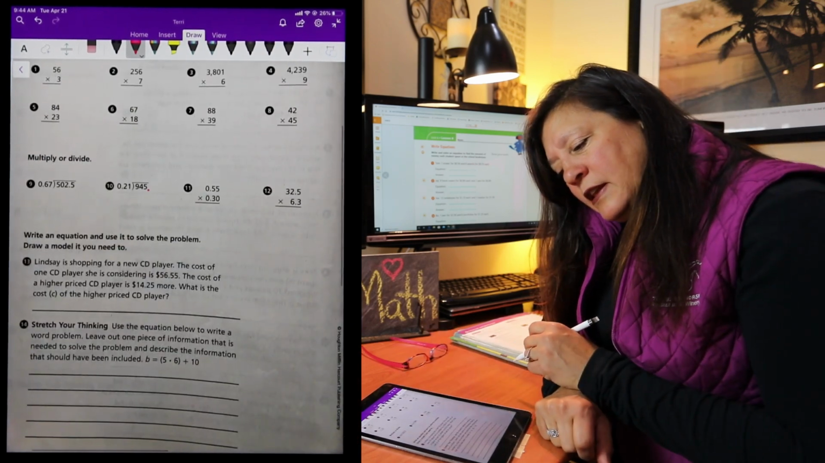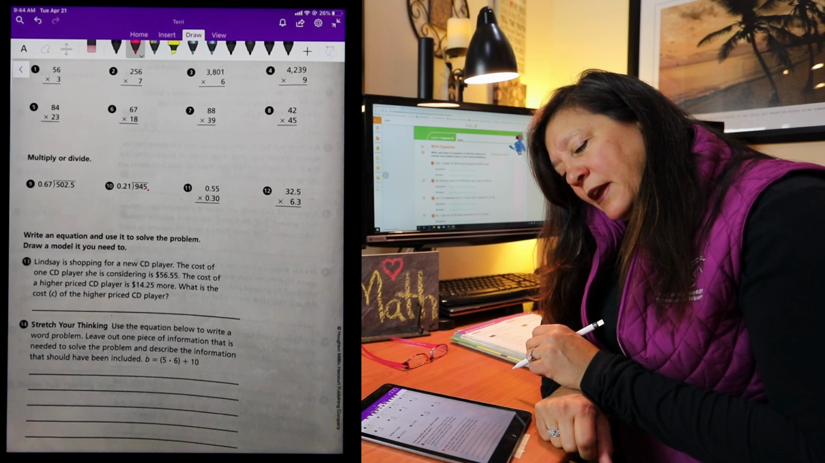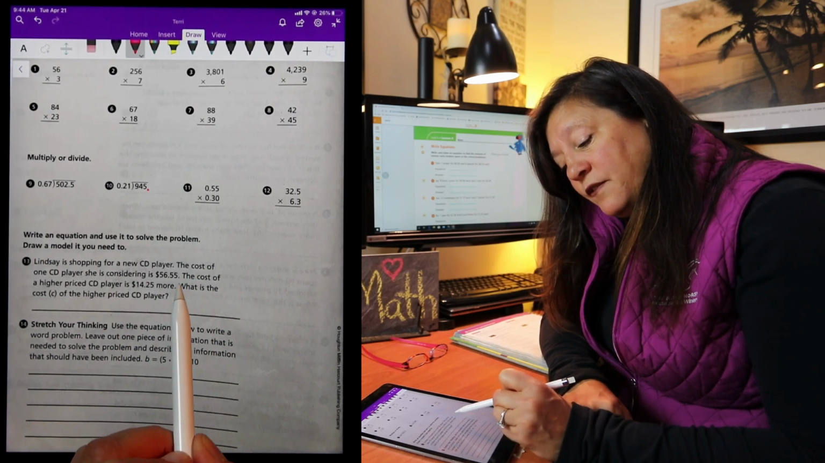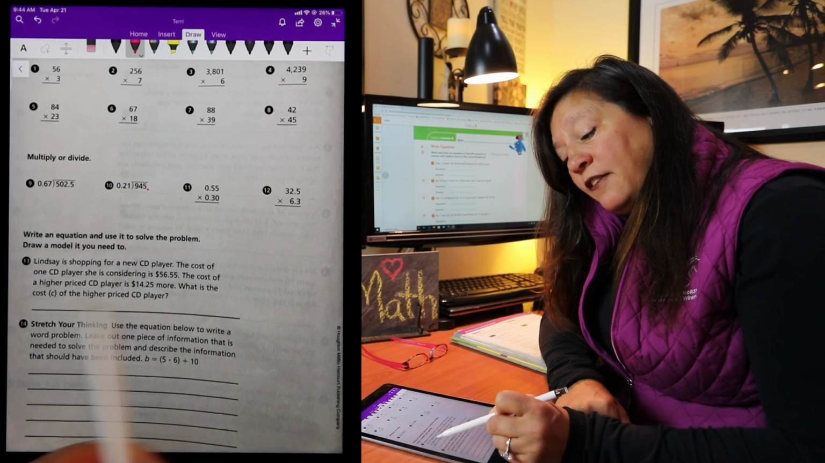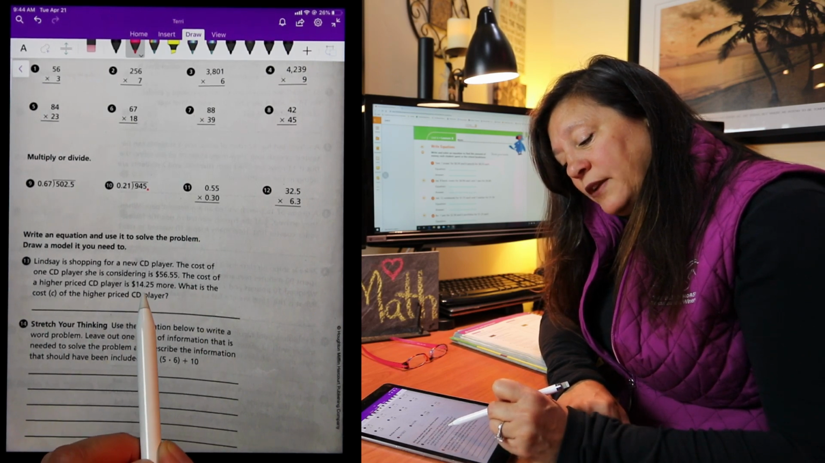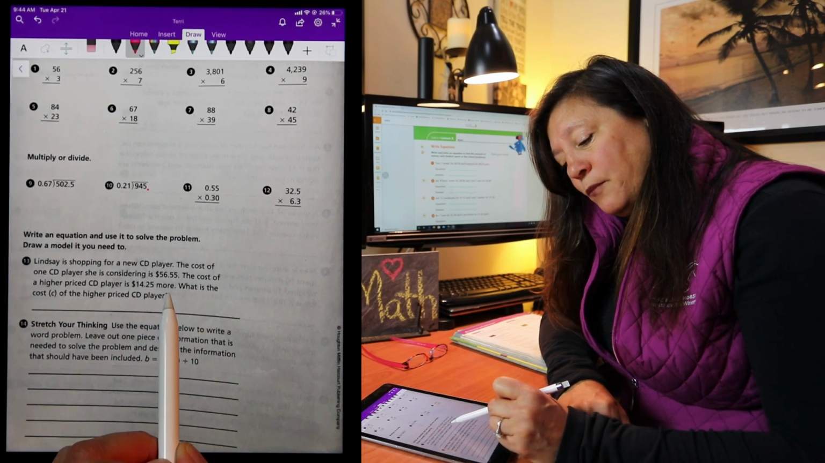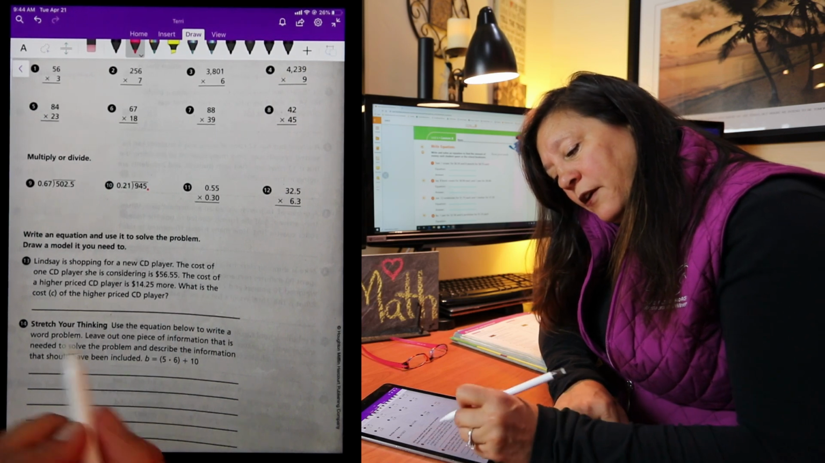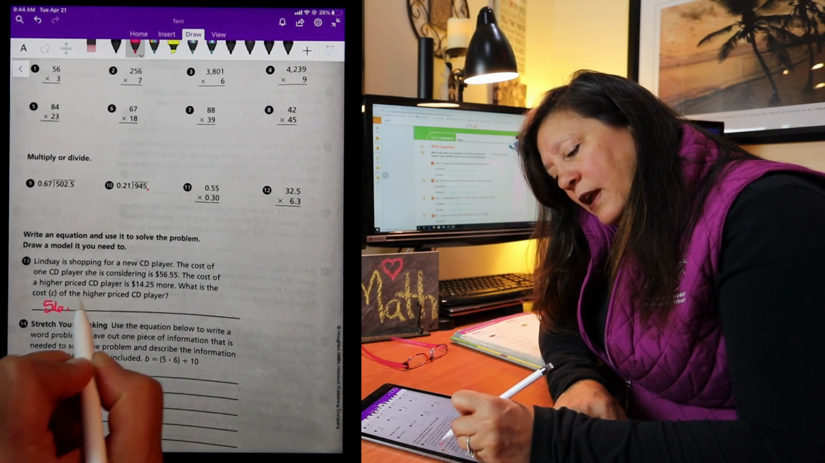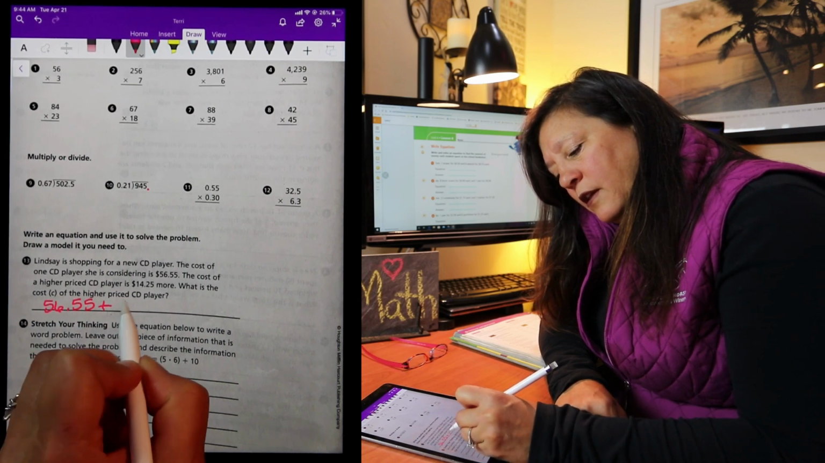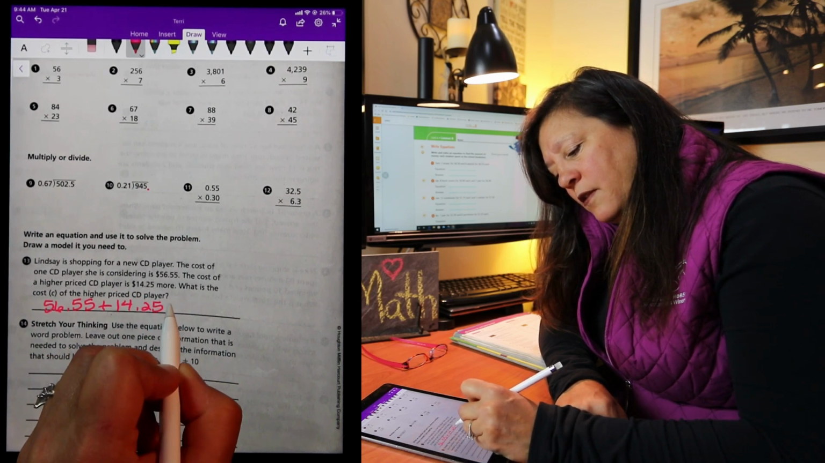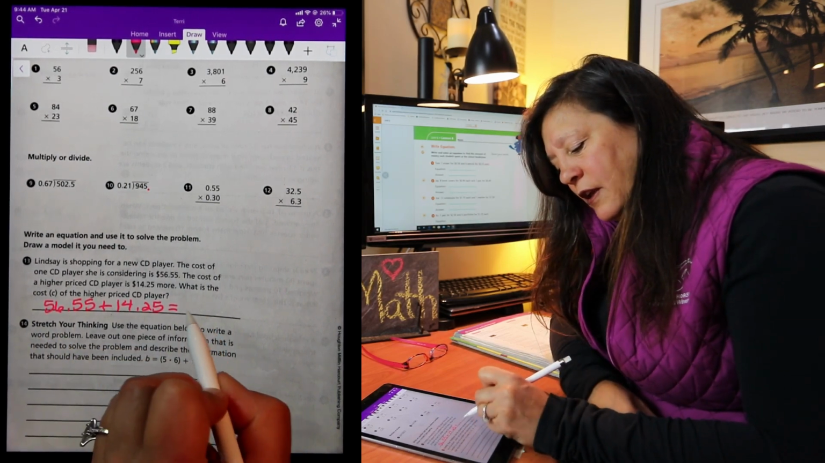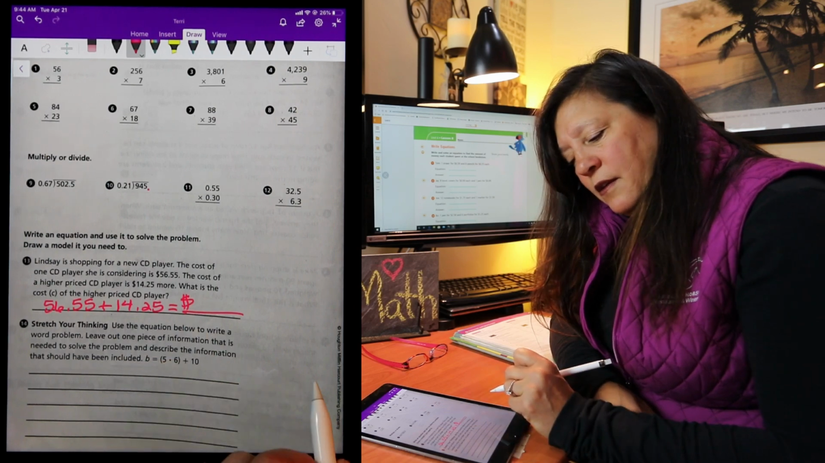All right, 13, Lindsay is shopping for a new CD player. The cost of one CD player she's considering is $56.55. The cost of a higher price CD player is $14.25 more. What's the cost of the higher price CD player? So you're going to take those two and add them together to get the cost. Okay, and I'm not going to give you the answer on that, but I will at the end of the day for the remembering.